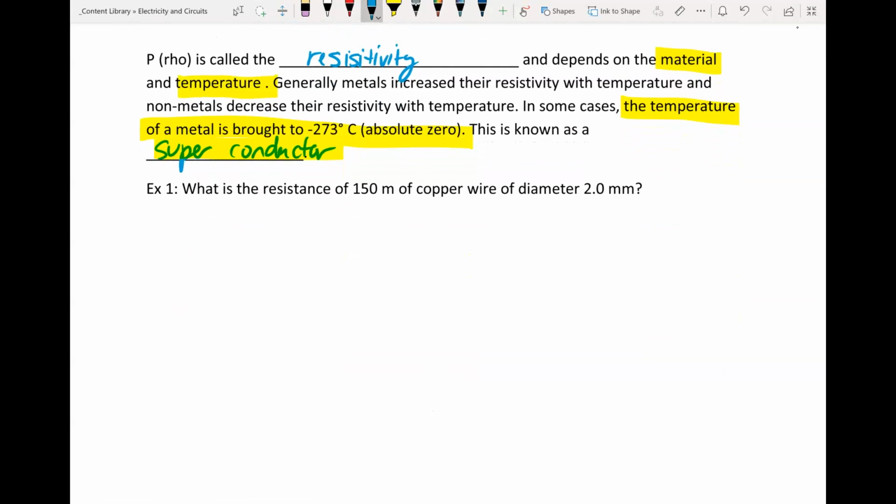Let's try to apply this to an example. What is the resistance of a 150 meter copper wire of diameter 2 millimeters? And the information missing here is rho, your resistivity for copper wire. I'm just going to give that to you, and they usually will give you what the resistivity is.